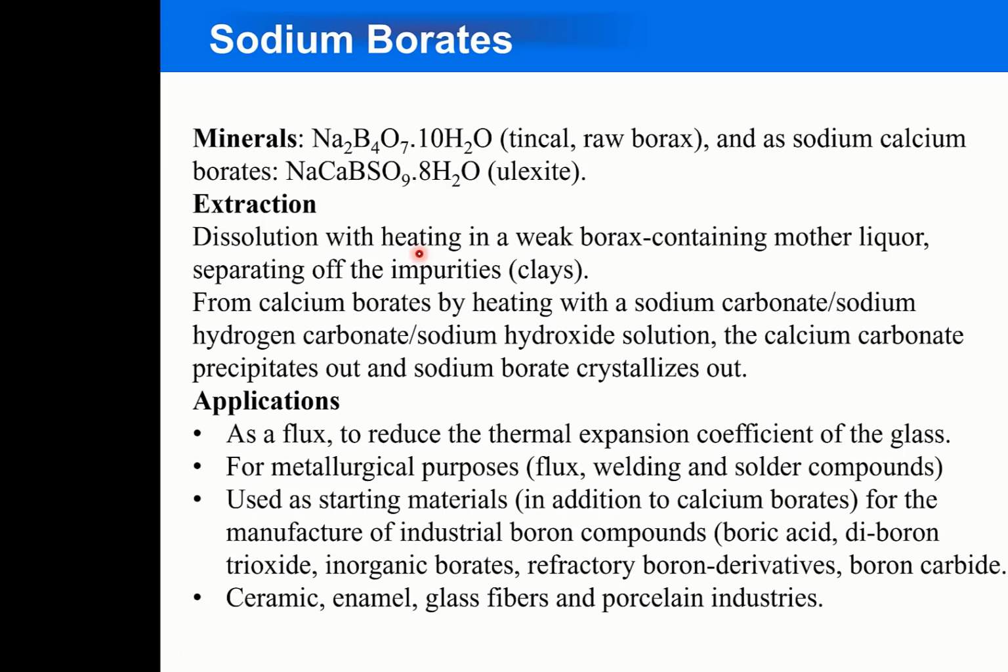It's also possible to produce it from the calcium sodium borates by heating with sodium carbonate or sodium hydrogen carbonate. The calcium carbonate will precipitate out and leave a solution of sodium borate that can then crystallize out. It's typically used as a flux to reduce the thermal expansion of glass during the glass manufacture, and it's used in a lot of metallurgical purposes, also as a flux during the welding and soldering, and it's a component in a lot of ceramics, enamel, and glass fiber porcelain industries.